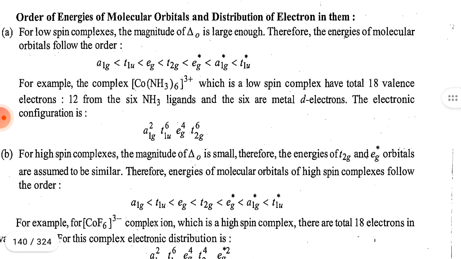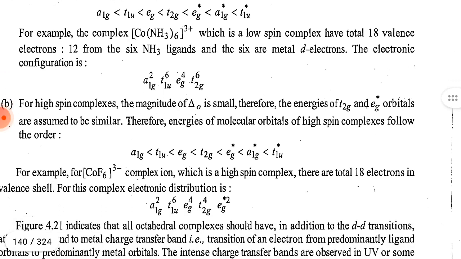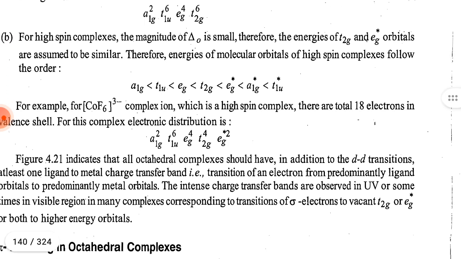For low spin complexes, the magnitude of delta zero is large enough. Therefore, the energy of molecular orbitals follows the order a1g < t1u < eg < t2g < eg* < a1g* < t1u*. For example, the complex [Co(NH3)6]3+, which is a low spin complex, has a total of 18 valence electrons, 12 from the 6 ammonia ligands and 6 are metal d electrons. The electronic configuration is a1g^2, t1u^6, eg^4, t2g^6.